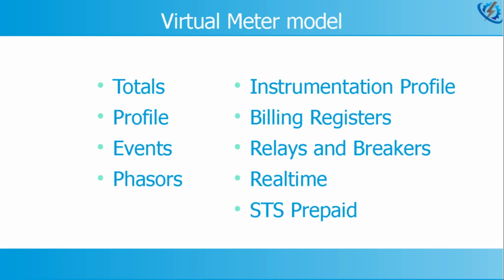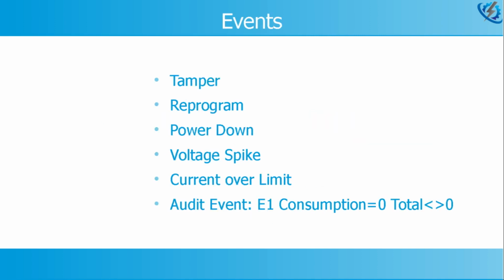Next we have events. Smart meters can log many types of events. For example, when someone opens the meter, a tamper event is logged. When someone reprograms the meter, a reprogram event is logged. When the power goes down, or there is a spike in the voltage or currents. Some of the events might not come from the meter, but from the system and is logged against the meter. Like when the profile and totals are read from the meter and they don't match up, an audit error event is logged by the system against the meter.